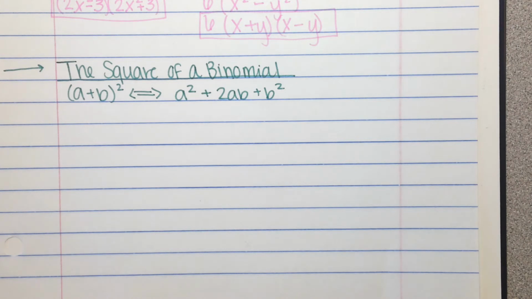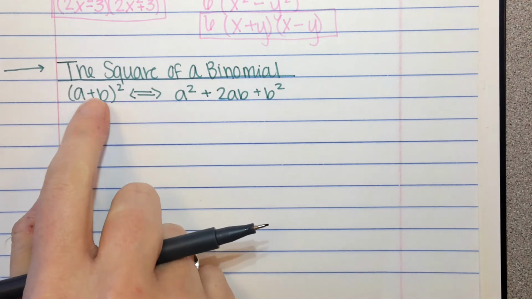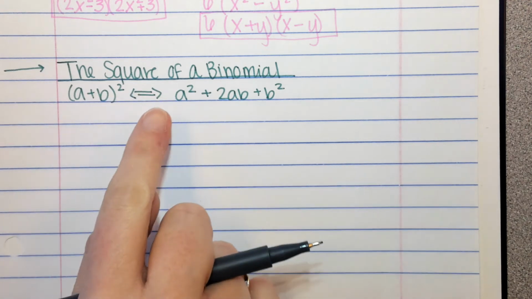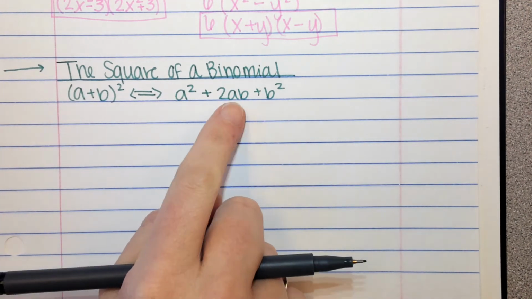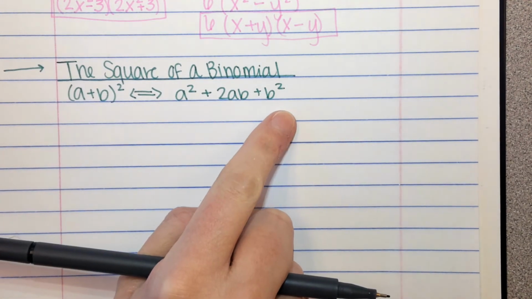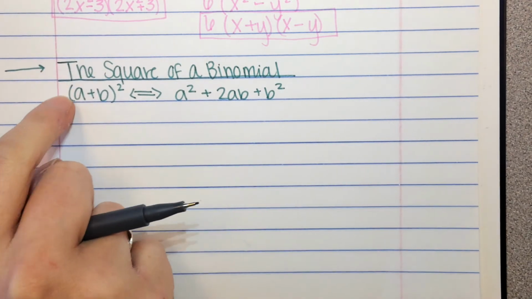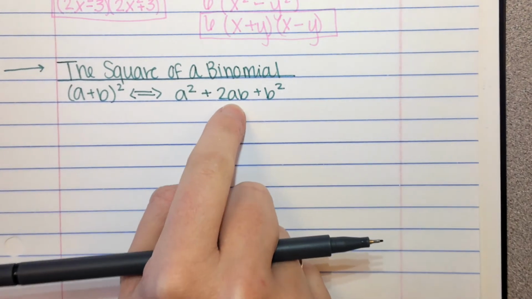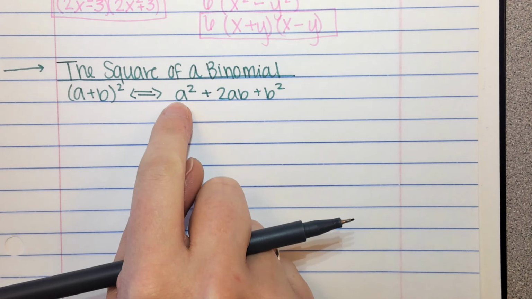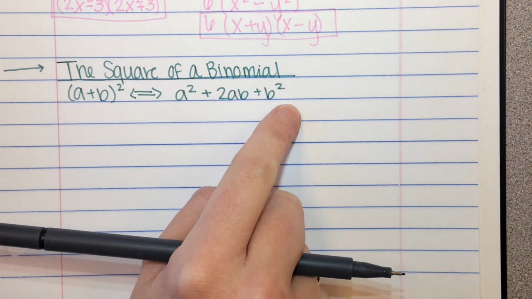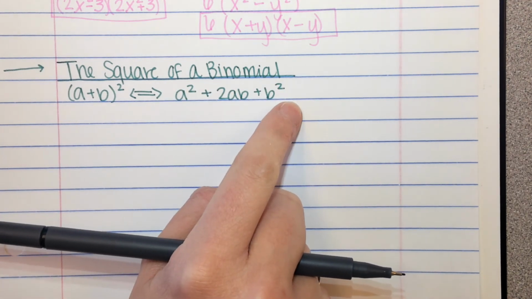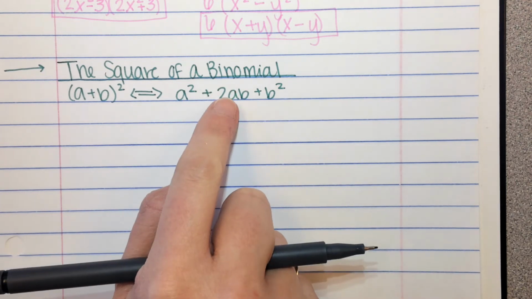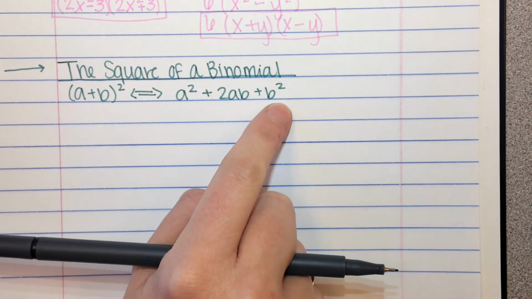Next, we're going to look at the square of a binomial. So this means when you have the quantity a plus b squared, then that turns into a squared plus 2ab plus b squared. Now, since we're factoring, we're going backwards. So you're going to be given an expression where the first term is a perfect square and the last term is a perfect square, and in the middle it's 2 times a times b.